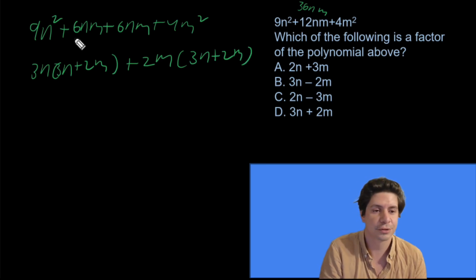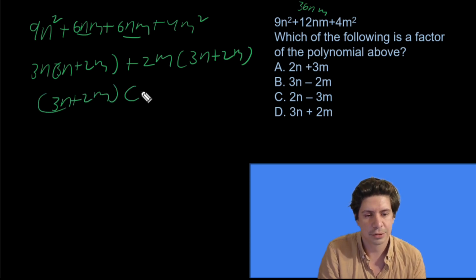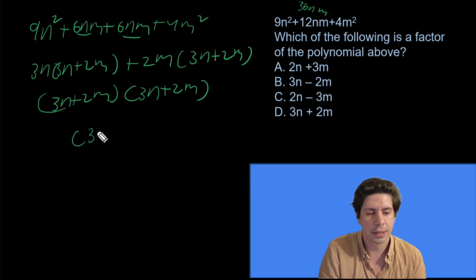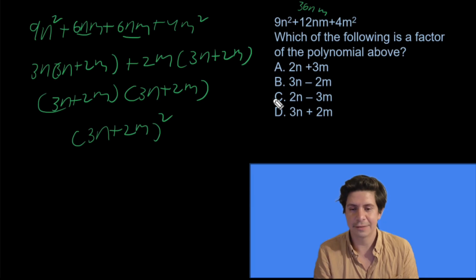And you see that it's a perfect square because these are the same, identical. That's a good hint for it. So it's going to be 3n plus 2m times 3n plus 2m, or you could think of it as 3n plus 2m squared, and that is going to be d, right? That's a factor of it.